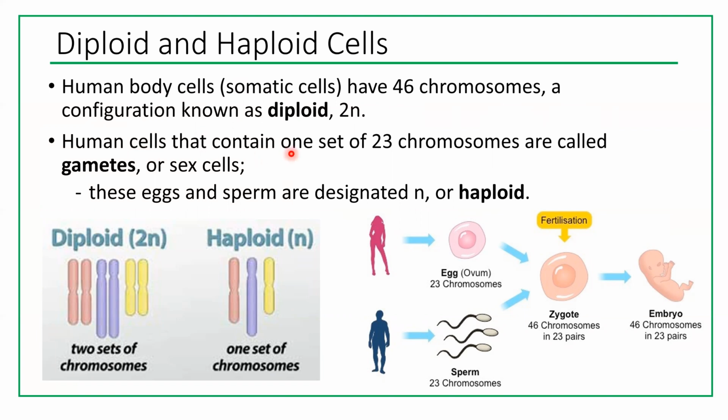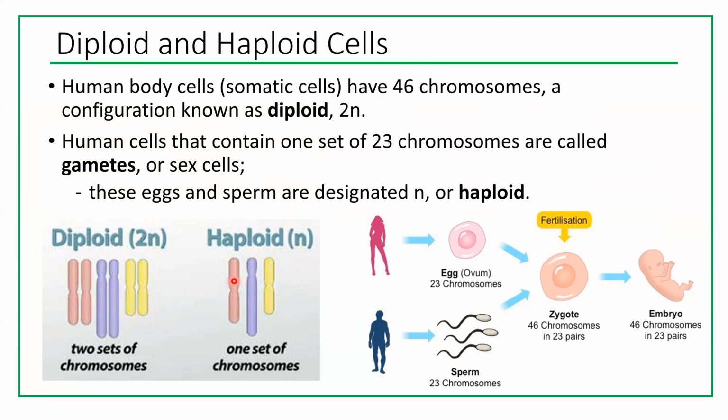Human cells that contain one set of 23 chromosomes are called gametes or sex cells. These eggs and sperm are designated as 1N or haploid. So if you look at this picture, you see that a diploid organism has not only 46 chromosomes, but actually 23 pairs. This pink chromosome and this pink chromosome make one pair. 2 chromosomes, 1 pair. Those chromosomes are also another pair. Here's another pair. So here we have 3 pairs of chromosomes, or 6 chromosomes.